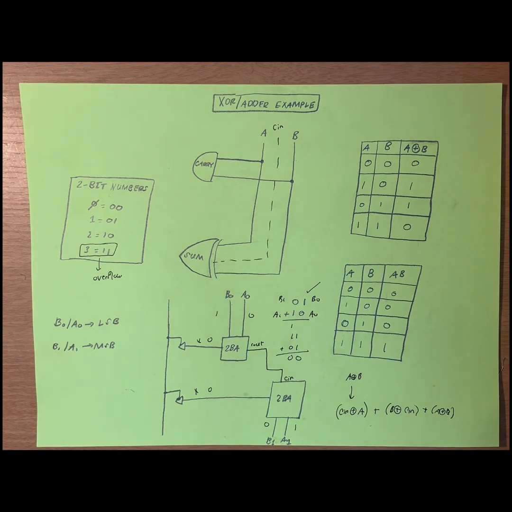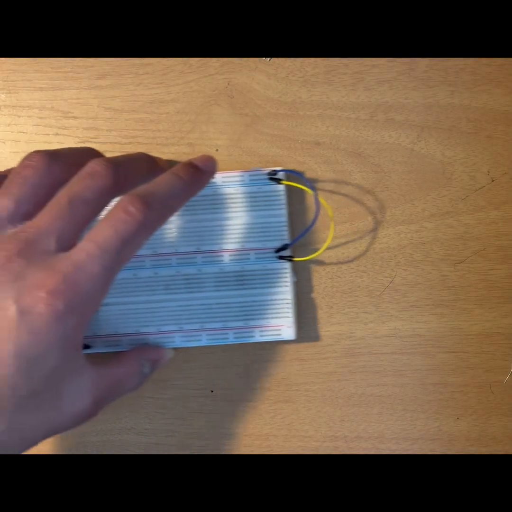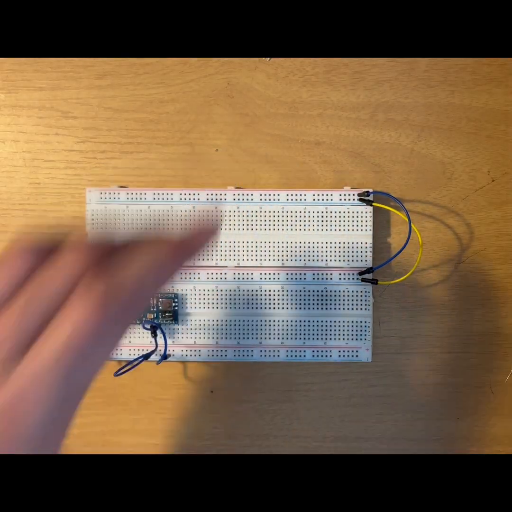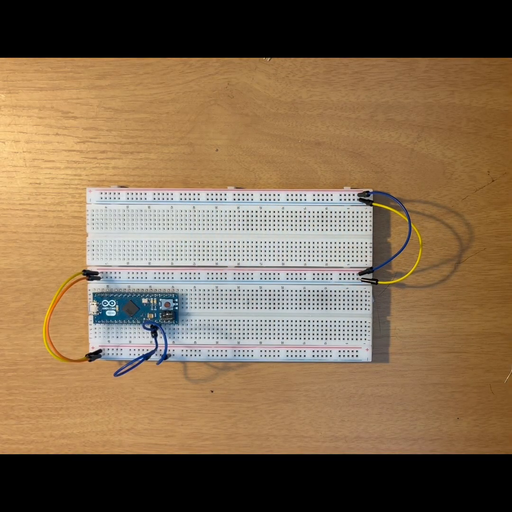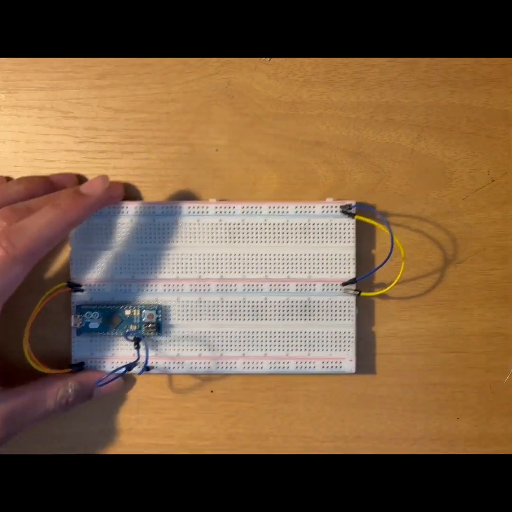So how do we build this thing? Well, see here. Now I have the same breadboard from before, but disassembled. We're first going to start off with the AND gate and the OR gates. I have the schematic in the top right hand corner right here.